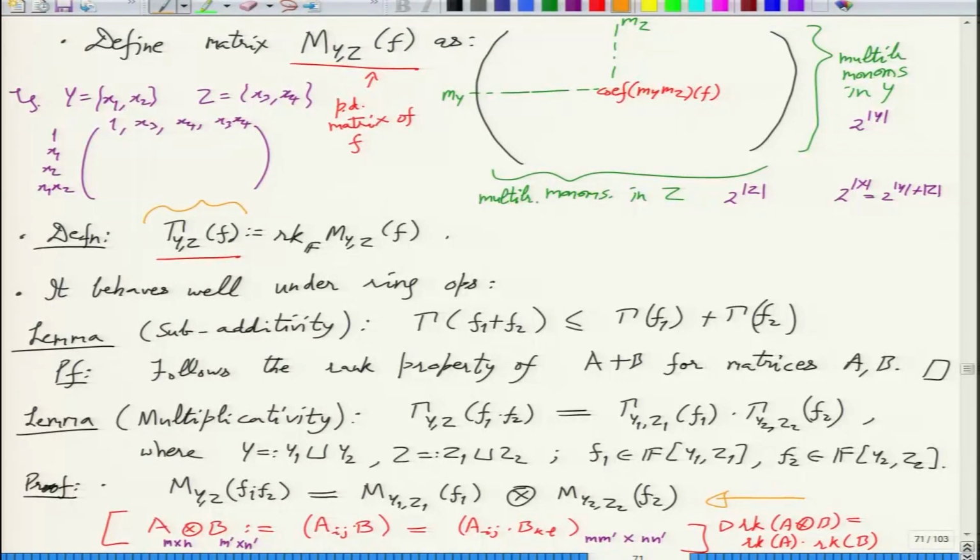What we have shown is that for two polynomials, the measure is upper bounded by the sum of the respective measures. So that is subadditivity. We have also shown that for two multilinear polynomials on disjoint variables, there is an exact multiplicativity property. So the measure of the product is the product of the respective measures.